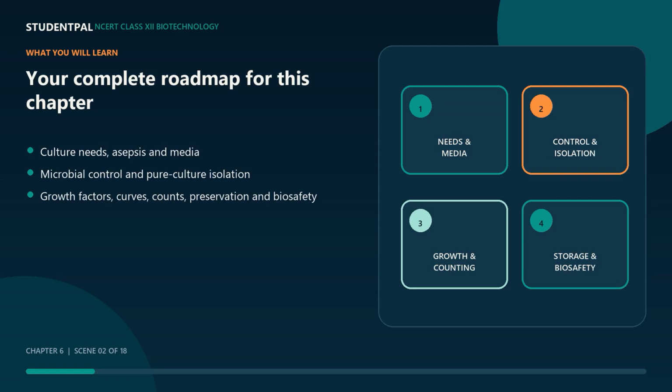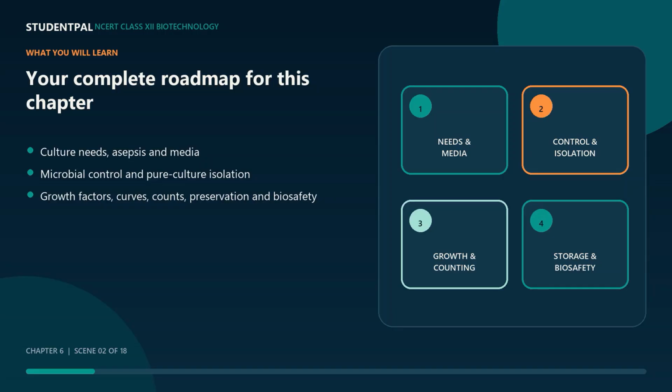Here is our roadmap. First, we define microbial culture and aseptic technique, then connect microbial metabolism to carbon, energy, nitrogen, minerals, water and growth factors. Next, we classify defined, complex, selective, differential, and enrichment media. We then compare moist heat, dry heat, filtration, radiation and chemical methods, while distinguishing sterilization, disinfection, and antisepsis.